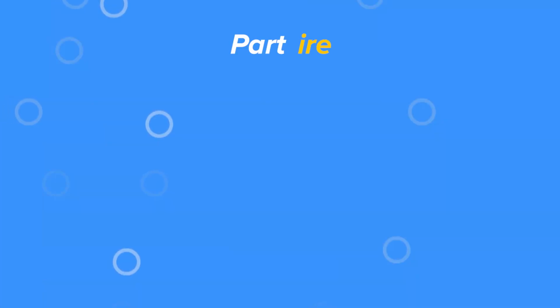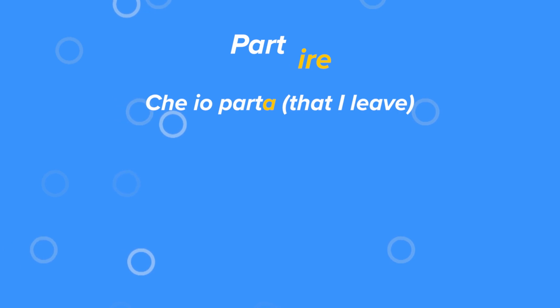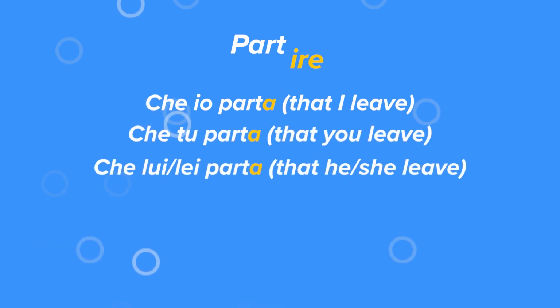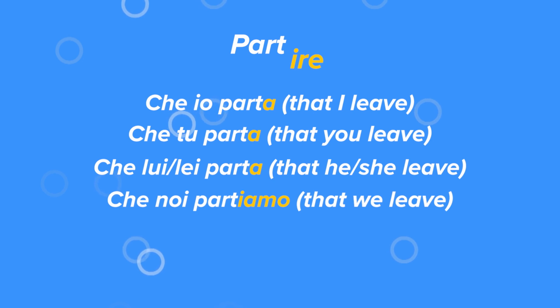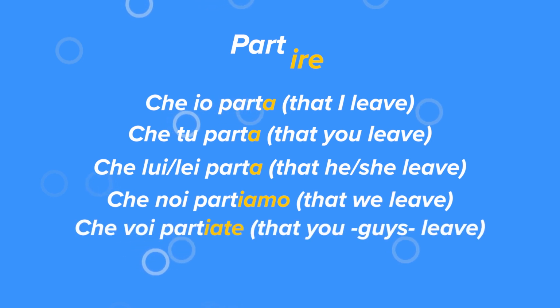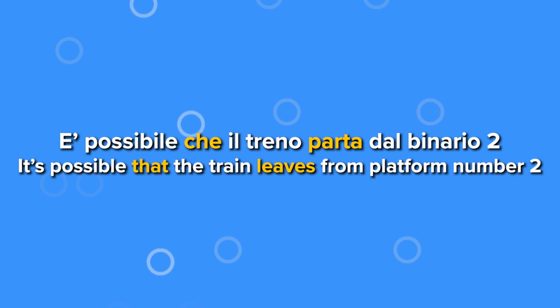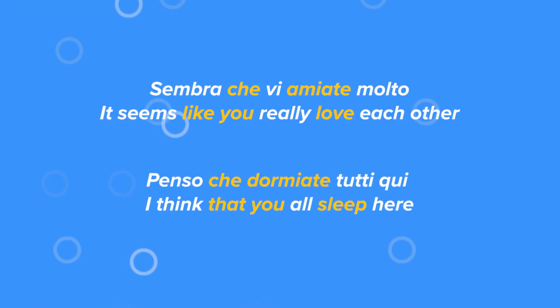Italian regular verbs that end in ire drop the ire and take the following endings in the Italian subjunctive. Partire, che io parta, che tu parta, che lui, lei parta, che noi partiamo, che voi partiate, che loro partano. È possibile che il treno parta dal binario 2. Note how the second person plural form is always the same in all conjugations. Sembra che vi amiate molto. Penso che dormiate tutti qui.